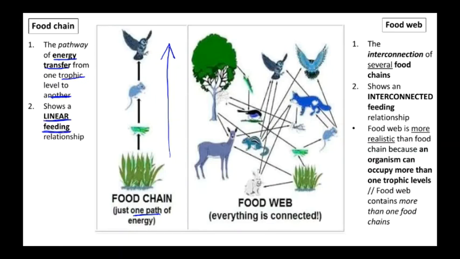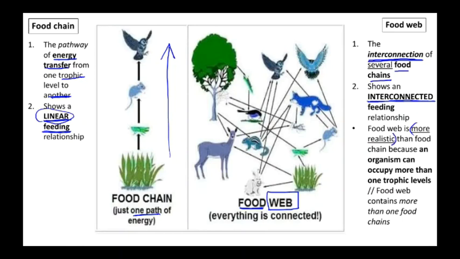feeding relationship. Whereas for food web, it's a web. That's why it shows interconnection of several food chains. Not just one food chain, but there are many food chains interconnected, and that forms a web. So instead of linear feeding relationship, in a food web, it shows an interconnected feeding relationship. And this makes the food web more realistic.